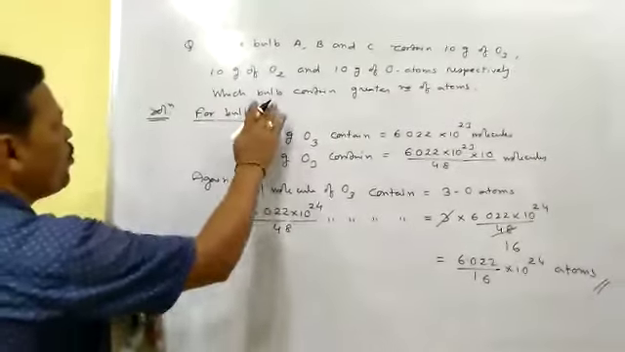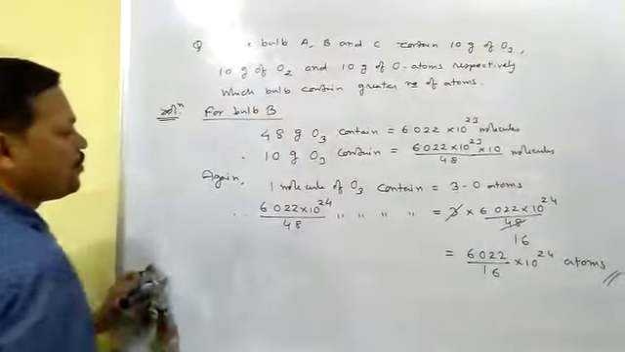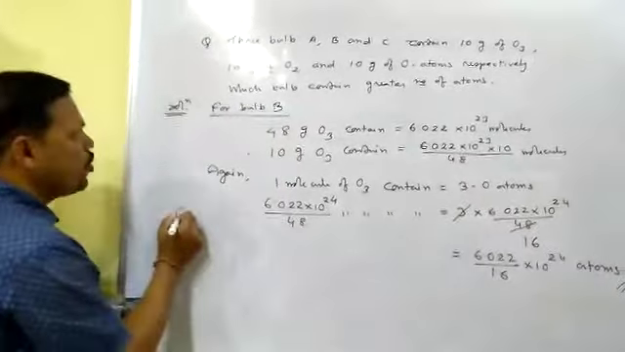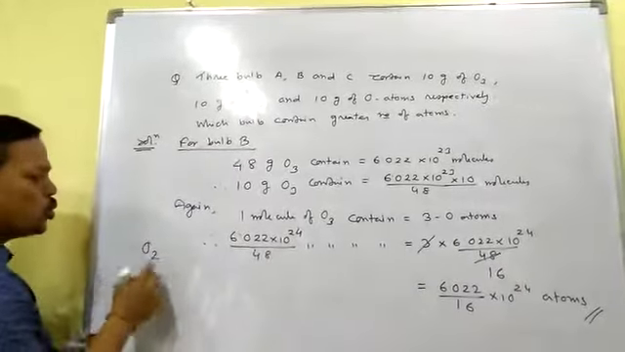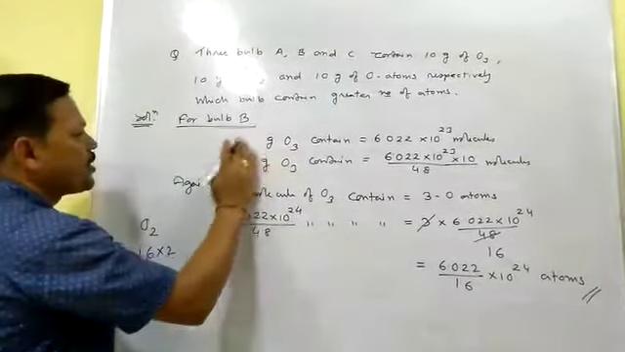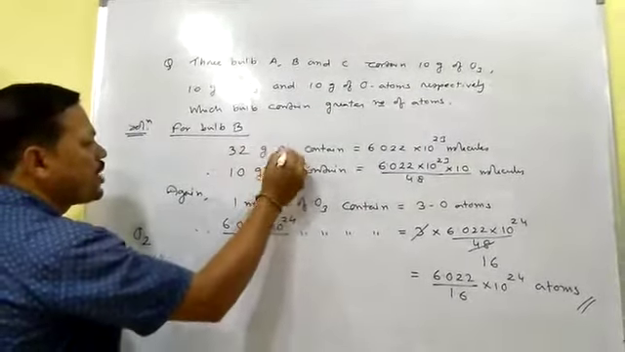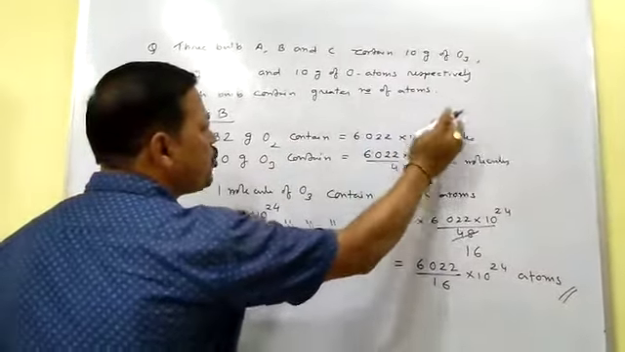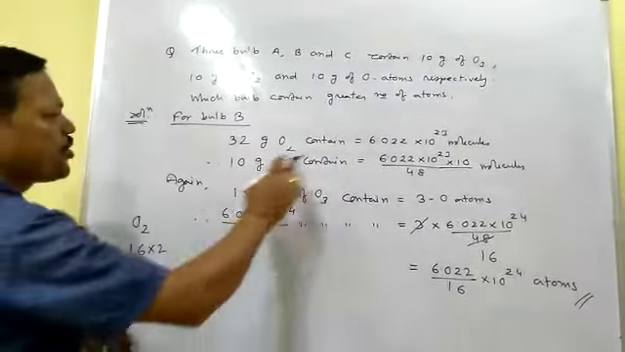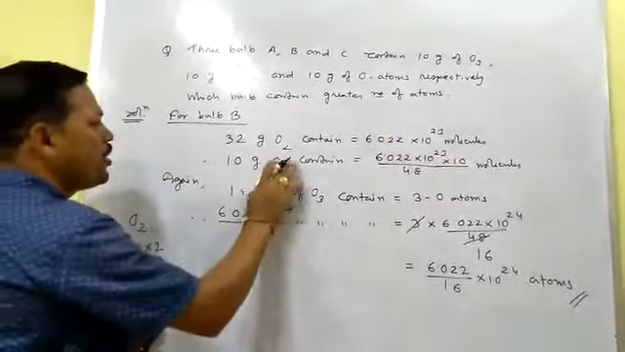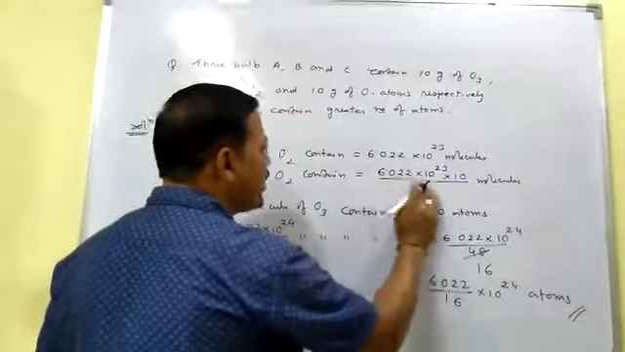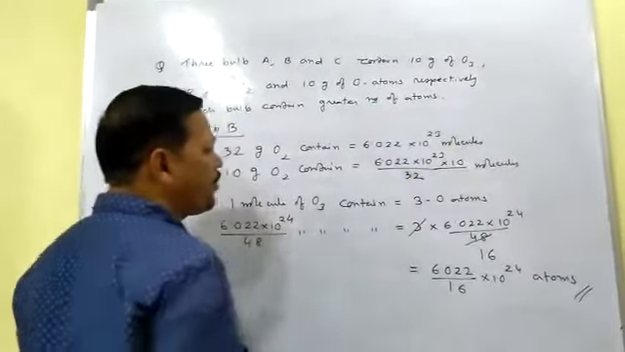Now I will do it for bulb B. Bulb B contains 10 gram oxygen. As you know, the oxygen molecule formula is O2. So its molar mass is 16 into 2, you will get 32. That means 32 gram oxygen contains 6.022 into 10 to the power 23 molecules, because 32 gram is 1 mole, and 1 mole always contains Avogadro's number of molecules. Therefore 10 gram oxygen contains 6.022 into 10 to the power 23 divided by 32 into 10.